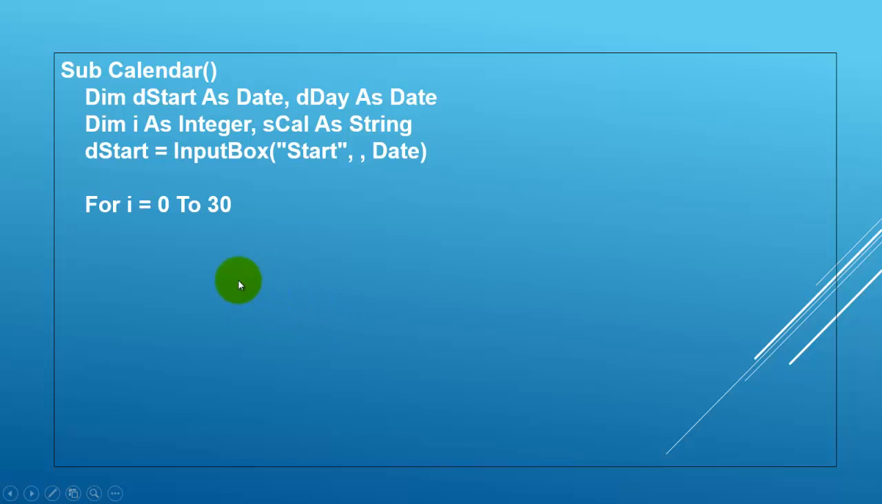We are going to loop with counter I from 0 to 30, that is 31 loops. We close the loop with Next I, and we set DDay to the start date the user had chosen in the input box, plus I, which is 0 the first time. In the first loop, DDay is the same as DStart. In the next loop, I will be 1, so it will be 1 day later, 2 days later, 30 days later, etc.